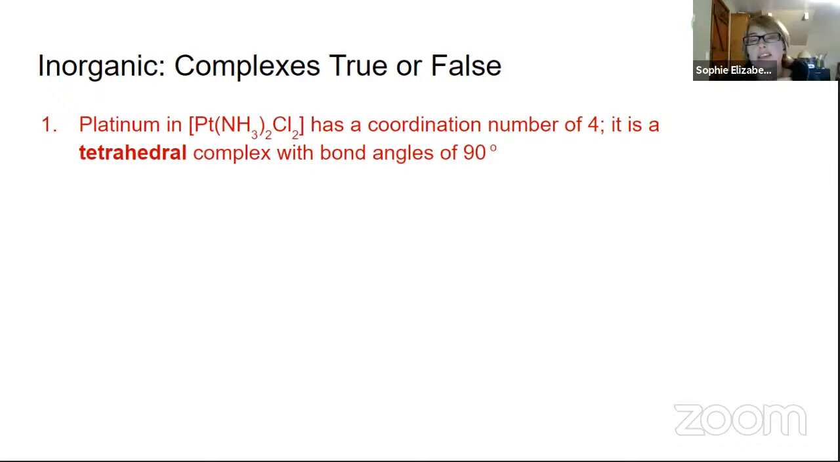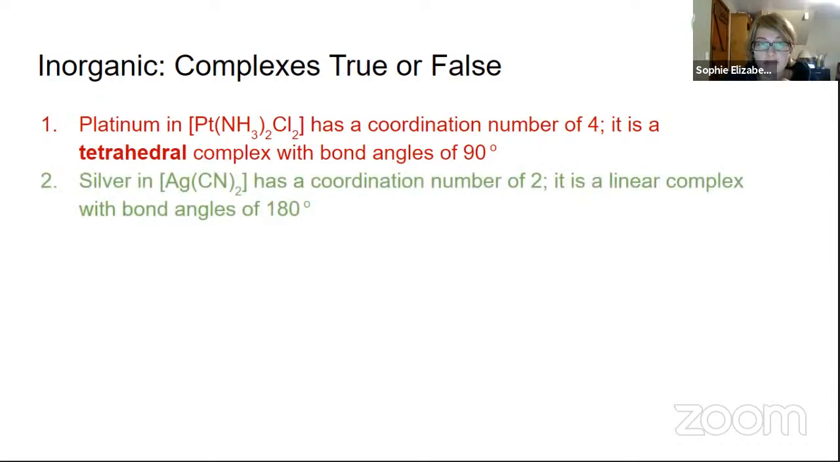In a square planar complex, you would have a coordination number of 4, i.e. the platinum, which is your central metal ion, has 4 coordinate bonds to, in this case, 2 of the NH3 ligands and 2 chloride ions. And the bond angles in a square planar would be 90 degrees.